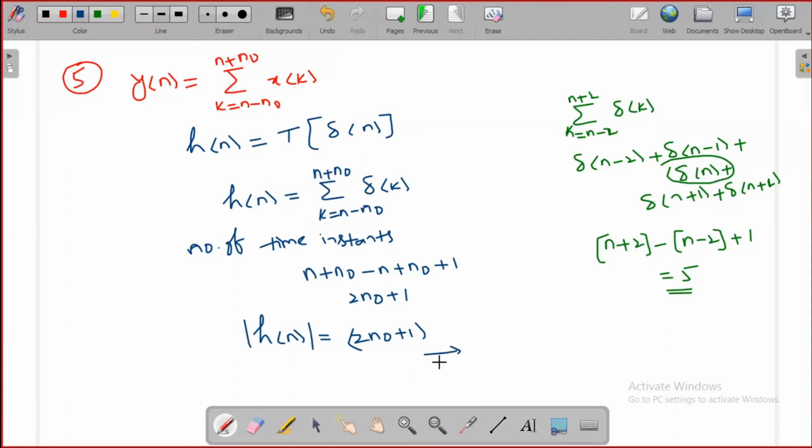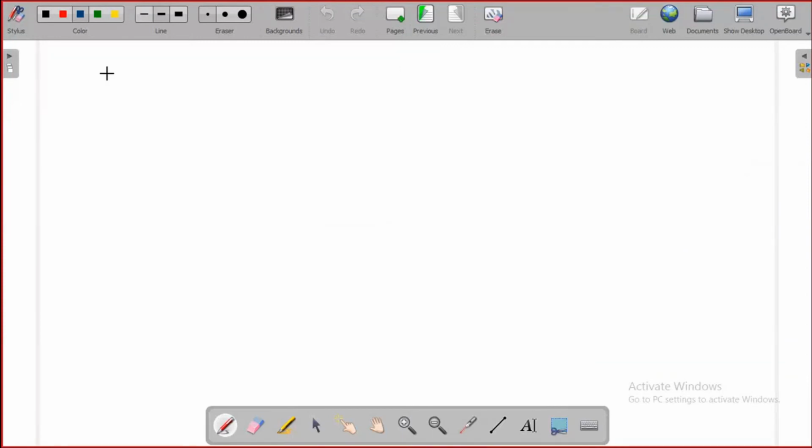Therefore, regarding the impulse response, the system is stable. Using that approach, you can check the stability. We'll see in that case how we are verifying the stability of the system. So here, let's see the second method.